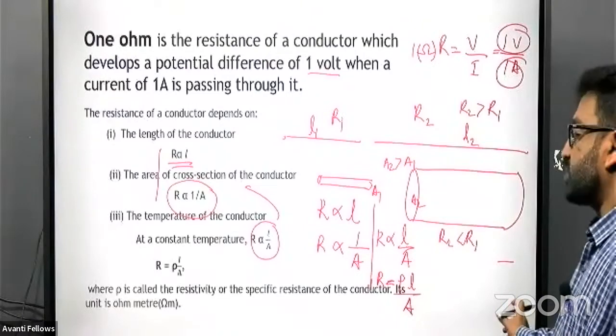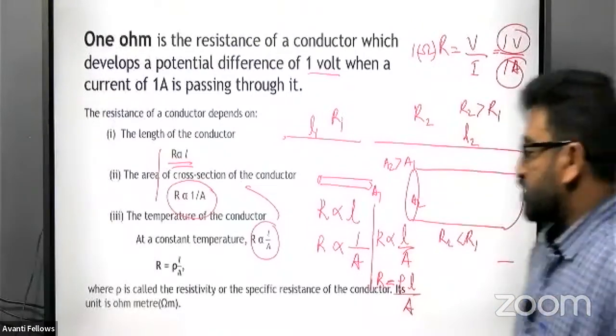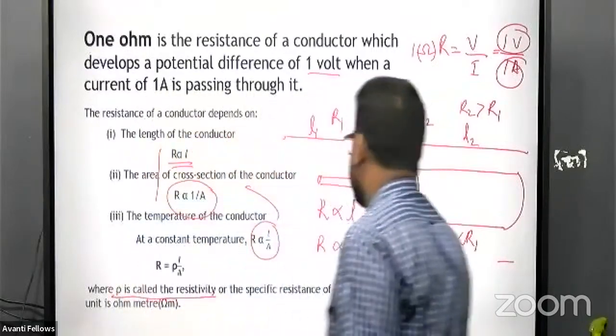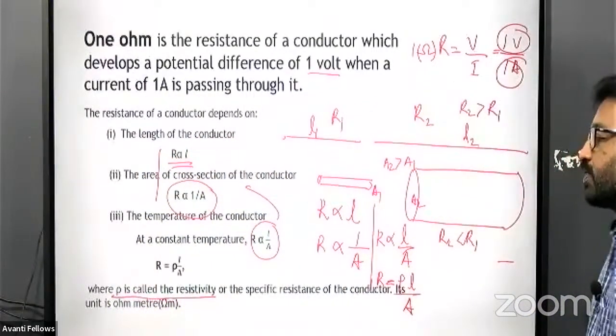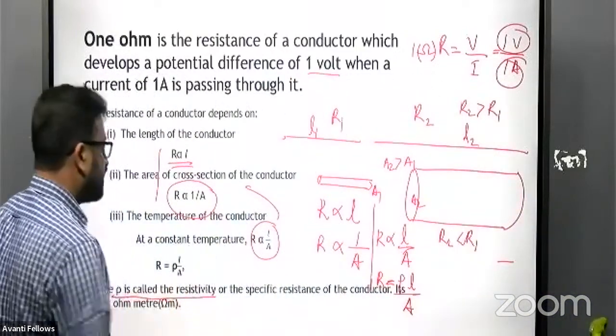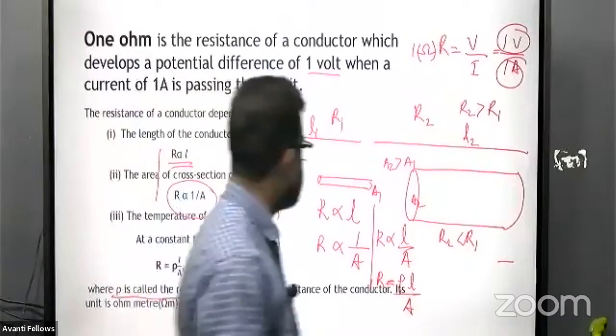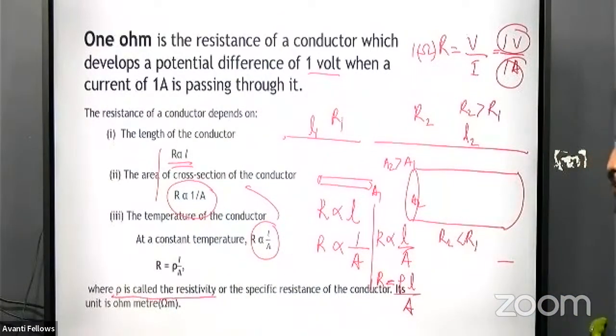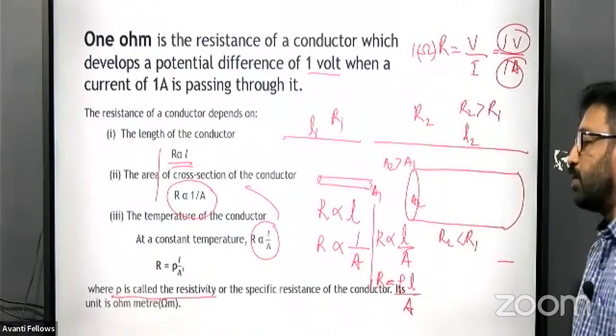Now let's move on to the next one. Rho is called the resistivity, or the specific resistance. See the unit of resistivity. Resistivity can be written as RA by L, so the unit of resistivity is ohm meter.